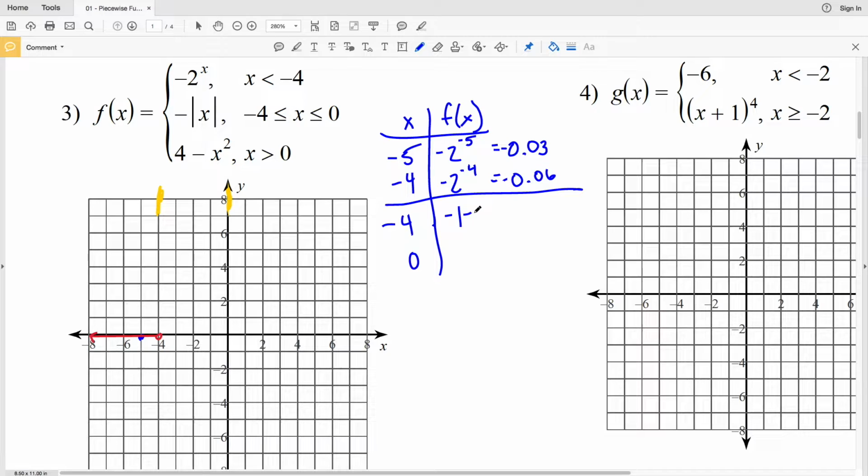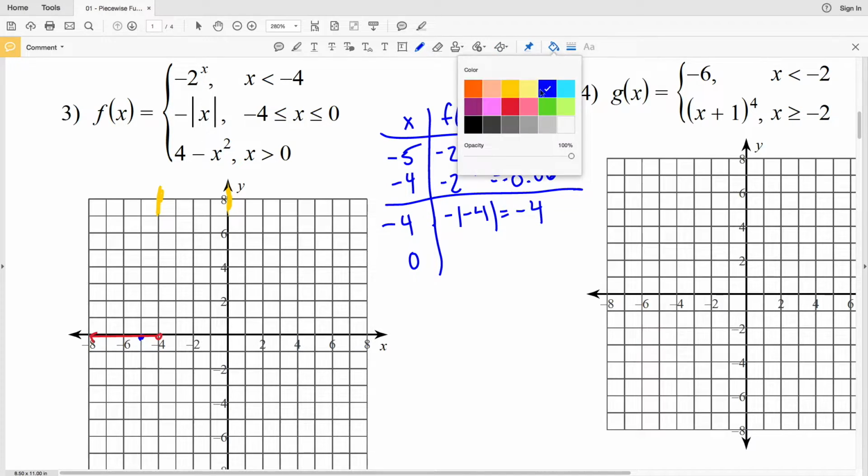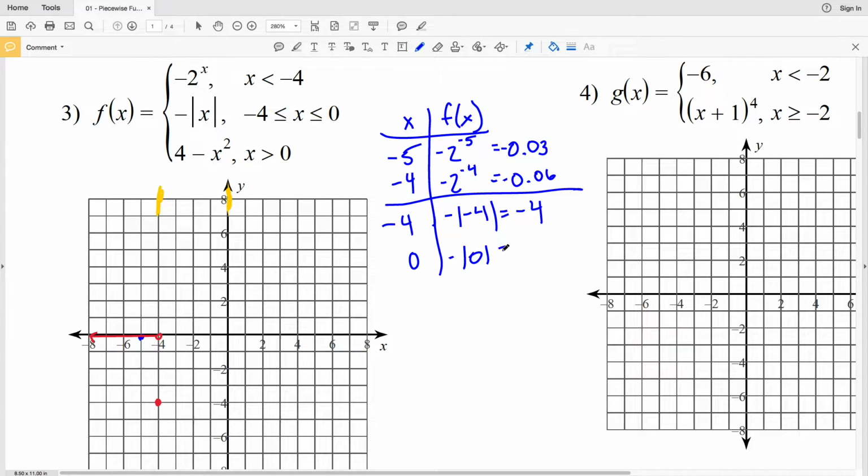So the opposite of the absolute value of negative 4 is going to be negative 4. And remember, this point is included. So at negative 4 in the x, we're at negative 4 in the y, and we're going to fill that circle in. And then at 0 in the x, the opposite of the absolute value of 0 is simply 0. So when we're at 0 in the x, we'll be at 0 in the y, and that will also get shaded in because the 0 is also included within that interval. And then I'll draw a line to connect.